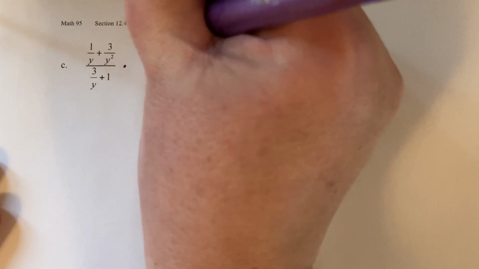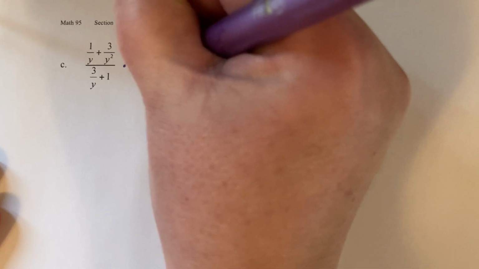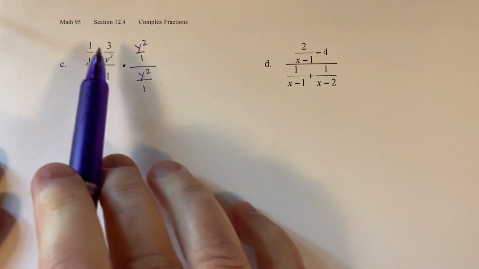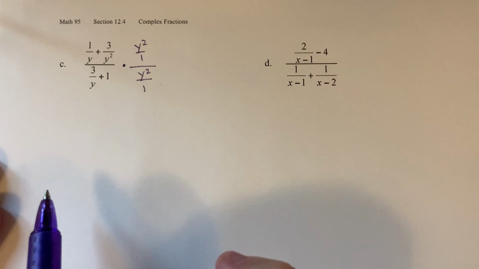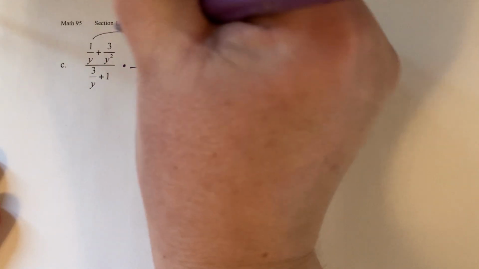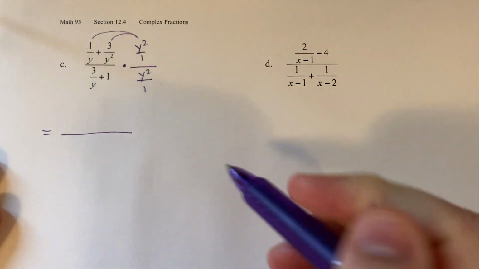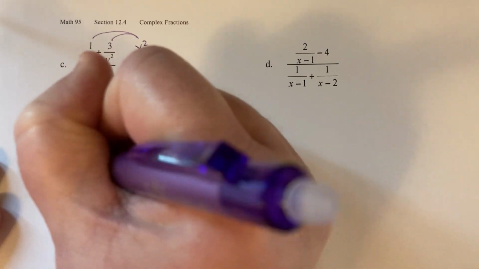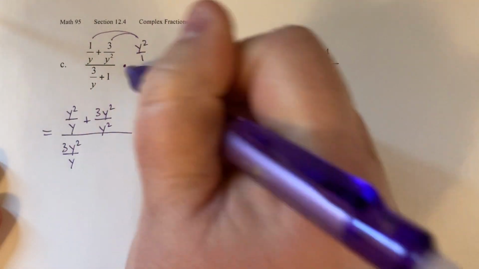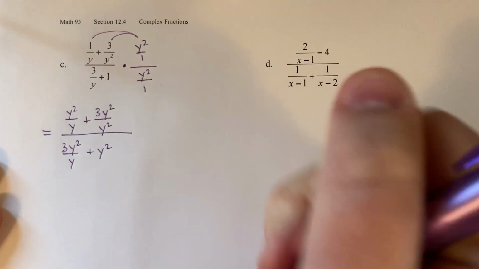So I'm going to be multiplying by y squared over 1 to each term, so all four of them. If it helps, we're distributing like that. Let's see what we get. I'm going to write these out, where the first fraction becomes y squared over y, the second fraction becomes 3y squared over y squared. Eventually you might not need this step, but it never hurts to show more work. And then 1 times y squared is just y squared.